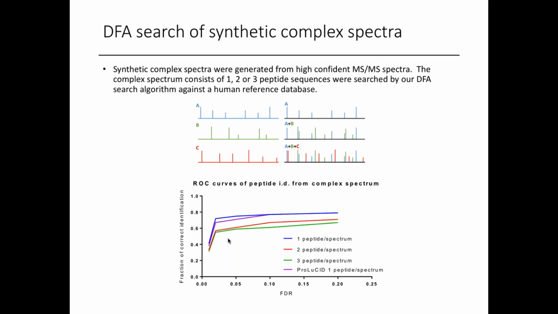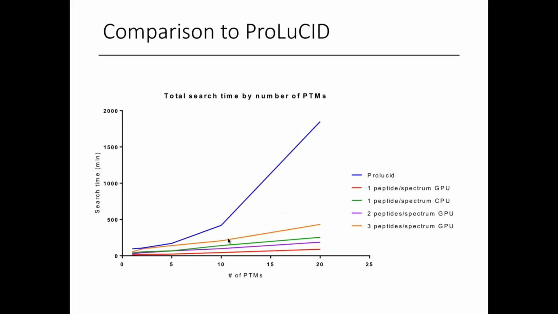So when we put the DFA search and the intensity prediction all together, we find that these two greatly accelerate the blind PTM search from a complex spectrum. So here's a comparison of the total search time by number of PTMs. On the y-axis is the total search time, and you can see with the traditional database search, when you increase the number of PTMs, the search time grows exponentially.